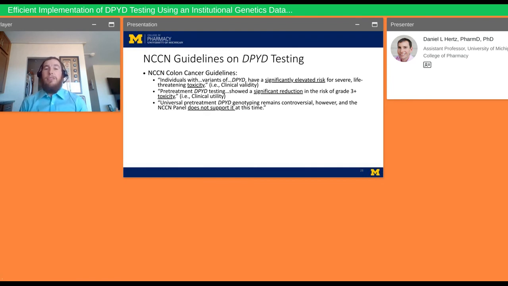The NCCN treatment guidelines for colon cancer currently include the following. So the colon cancer guidelines state that individuals with variants of DPYD have a significantly elevated risk for severe life-threatening toxicity, acknowledging the clinical validity or the increase in risk in these carriers. They go on to say that pre-treatment DPYD testing showed a significant reduction in the risk of grade 3 toxicity, acknowledging the clinical utility of pre-treatment testing. They then conclude by saying that universal pre-treatment testing remains controversial and the NCCN panel does not support it at this time, despite acknowledging the clinical validity and clinical utility.